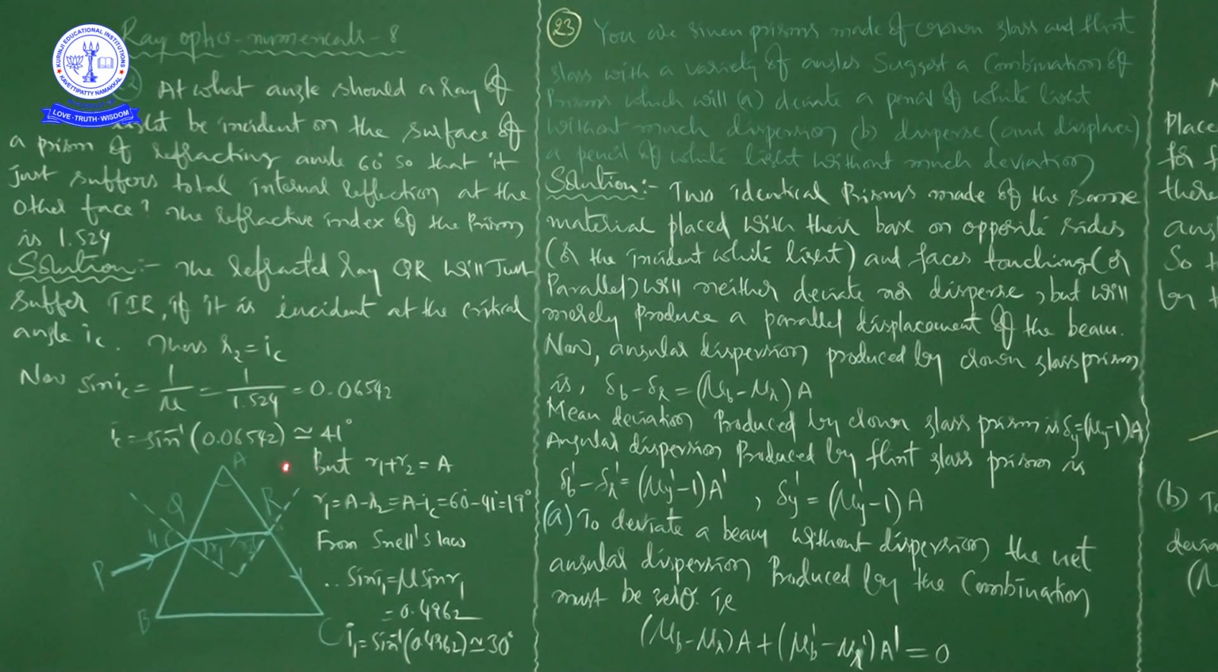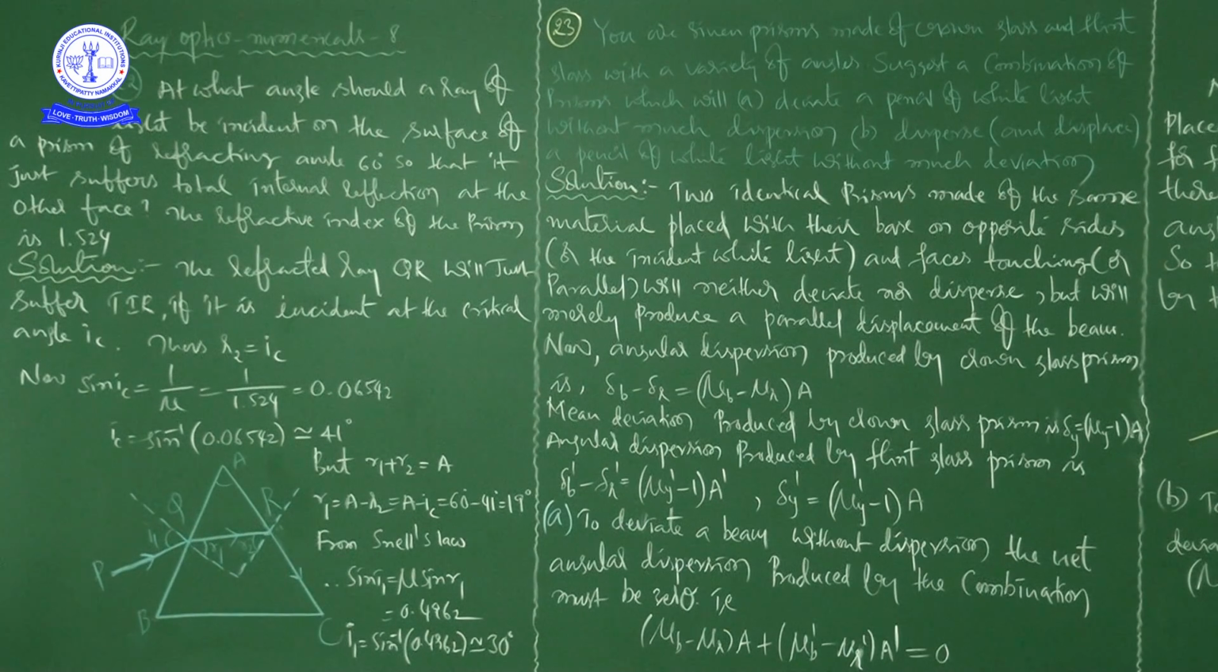When R2 is equal to IC, you can write IC in place of R2. A is equal to 60 degrees given in the question, and IC is equal to 41 degrees which we calculated. So it will be 19 degrees. R1 is equal to 19 degrees, right? So this is 90 degrees, 19 degrees.